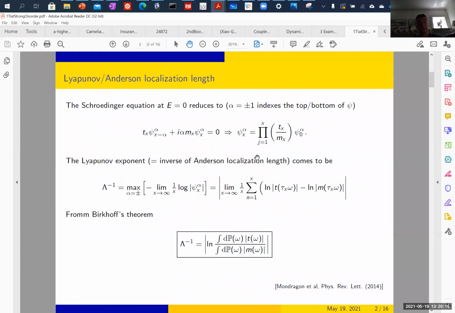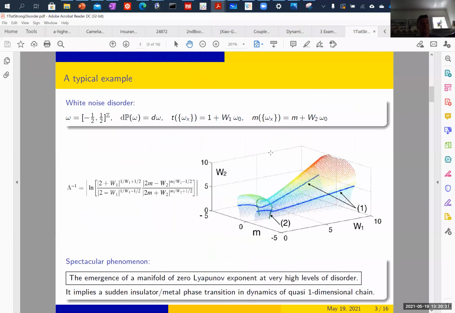So if you take the eigenvalue exactly at 0, the eigenvector exactly at 0 takes the form of a product. And in fact, when you calculate the Lyapunov exponent, it comes in an analytic form, which takes an average over the random variable. And you can do something more. You can take a typical example of white noise, then the localization length, or the Lyapunov exponent, comes in this form. And then you will find, very interestingly, a manifold of zero Lyapunov exponents.